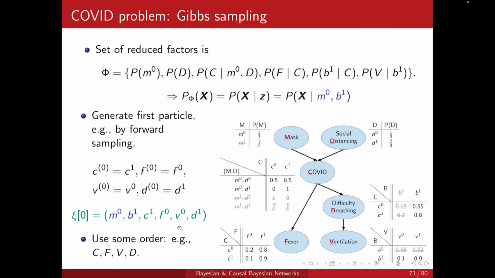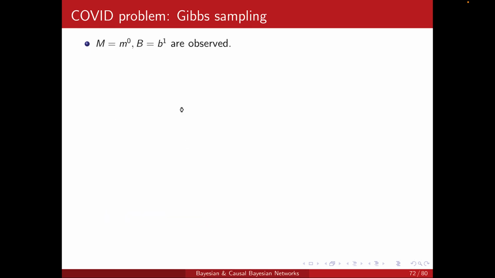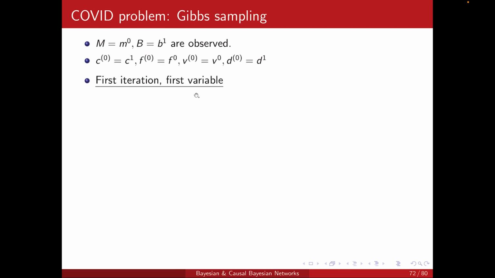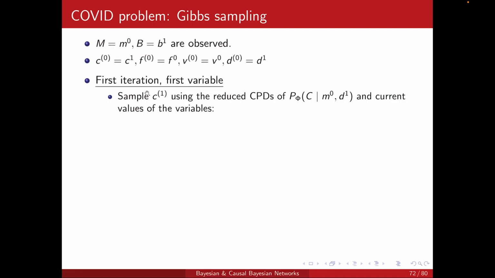Great. Now, use some ordering. Unlike forward sampling, which needed a topological ordering, here you can use an arbitrary ordering. So here, for example, we go with CFVD. So we have the observed ones and we have the first particle. First iteration, we start as follows. We should go through each of the variables according to the order, CFVD. First iteration, first variable, which is C here.